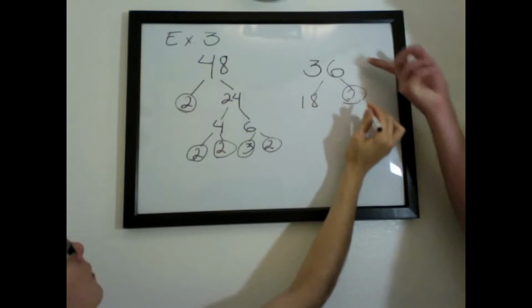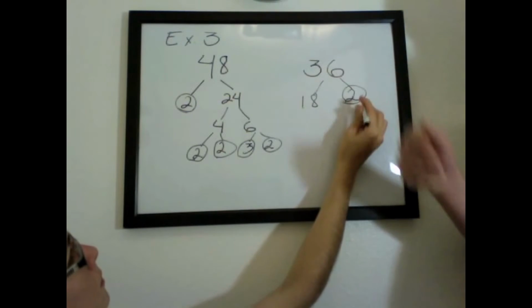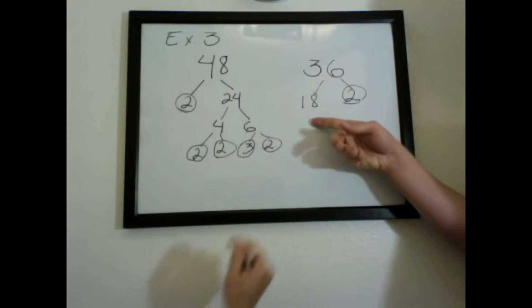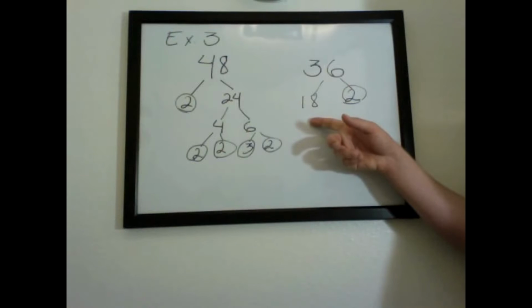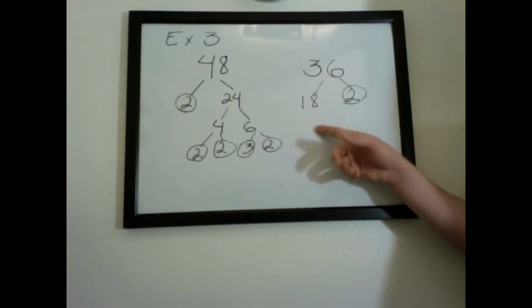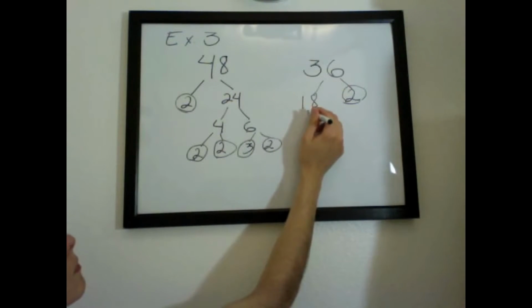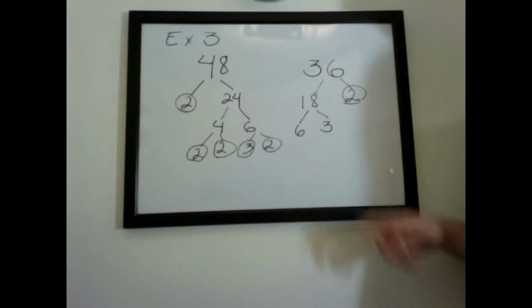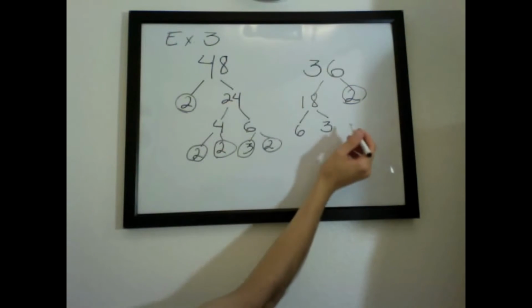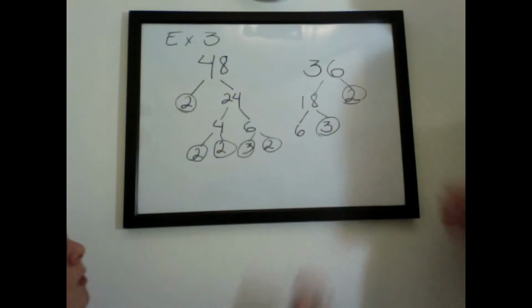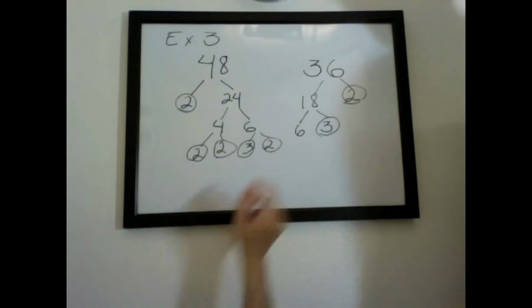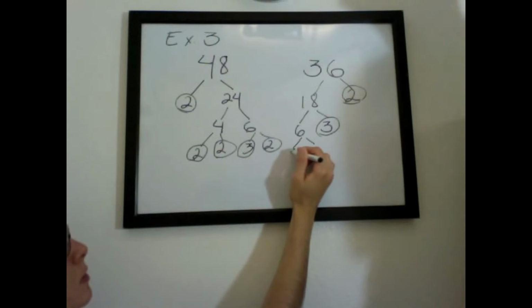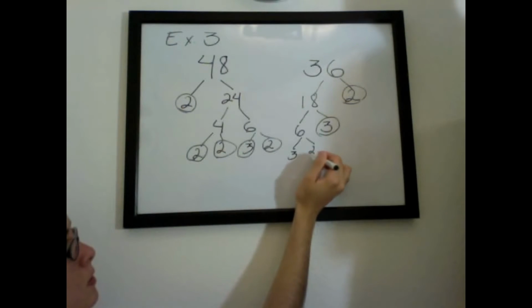If you divide 36 by 2, you get 18. So 2 is a prime, but 18 is not a prime. 18 we need to break up into 6 and 3. If you divide 18 by 3, you should get 6. And 3 is a prime. And we also know that 6 is 3 and 2. You can break that apart into 3 and 2. And those are both primes.